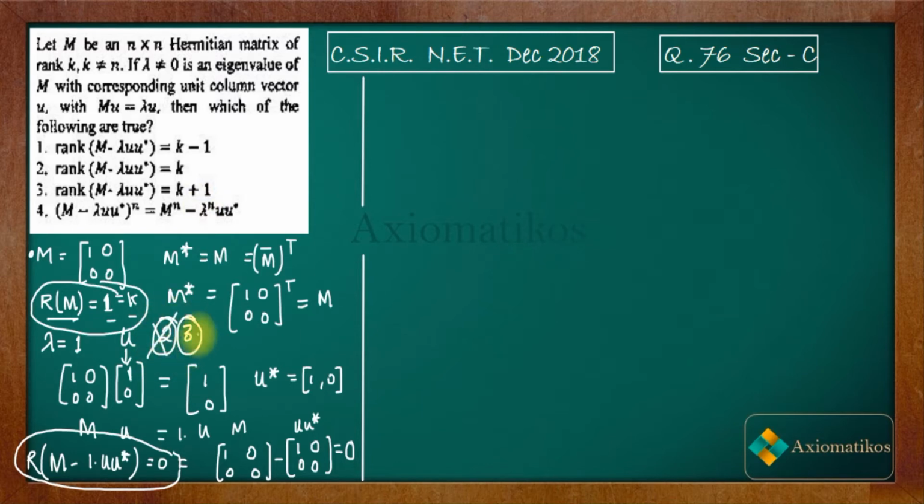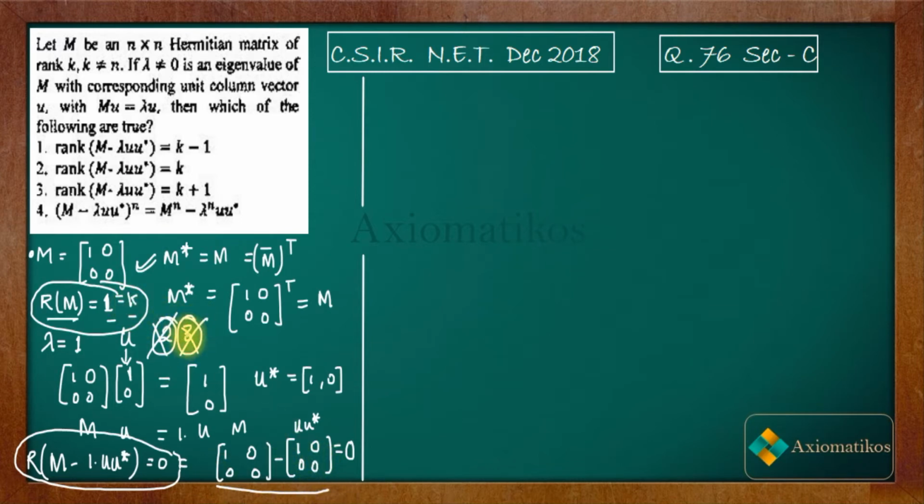Why am I doing this example? It's not because I can prove my correct option. I am just doing all of this to make it clear to you what M minus lambda u star represents. It is representing a thing like this. This is what you need. Alright, so the second and third options are discarded.